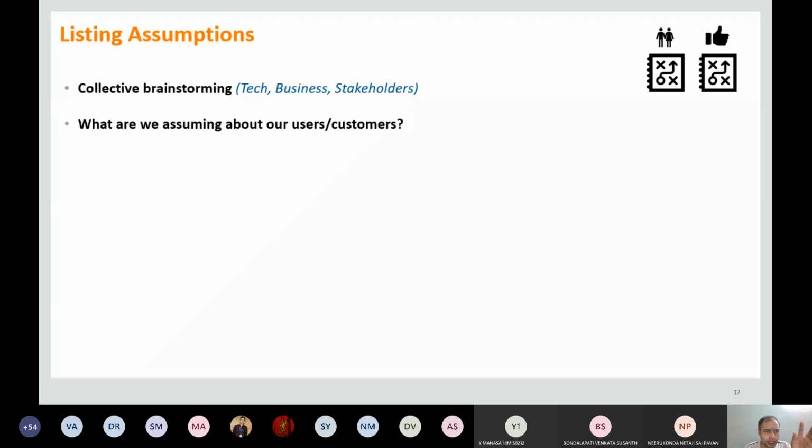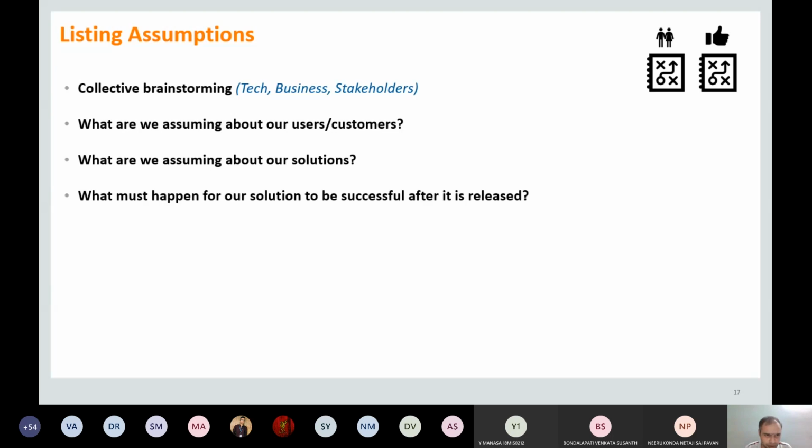So you're going to make a team, you're going to do a brainstorming session, and you're going to list out the assumptions, like what your customers or the users will require, and you're making some assumptions and solutions. This solution may work like this or may not. You will make some assumptions, and from that you will come out with a solution which you're planning to release.